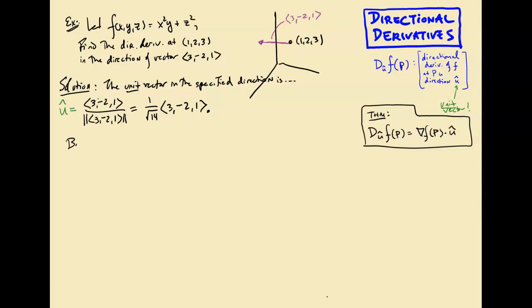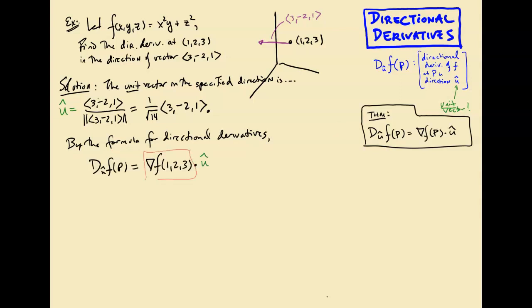Now we can say that by the formula for directional derivatives that we just proved, it is the gradient of f at the point 1, 2, 3 dotted with the unit vector that we just found. Well, we already know the unit vector, so now I just have to find the gradient, evaluate it at 1, 2, 3, and take the dot product, and we'll be done. Now, to get the gradient at 1, 2, 3, we just need to find the gradient in general, and we remember how that works. The first component of the gradient is the partial of f with respect to x, which is going to be 2xy. The second component is the partial of f with respect to y, which is x squared, and the third component is the partial of f with respect to z, which is 2z.